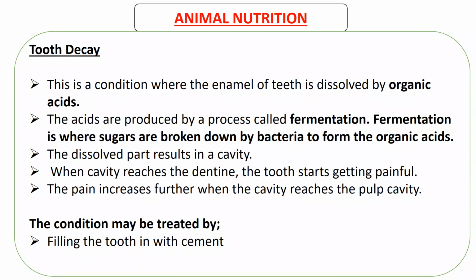One, filling the tooth in with cement. The part where there is a failure, you put cement. Not cement like the one used to build a house, but a special type of cement used to fill such cavities. Another solution is just to remove the tooth, so you can have your tooth extracted.